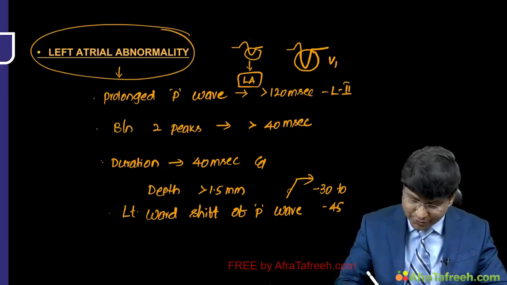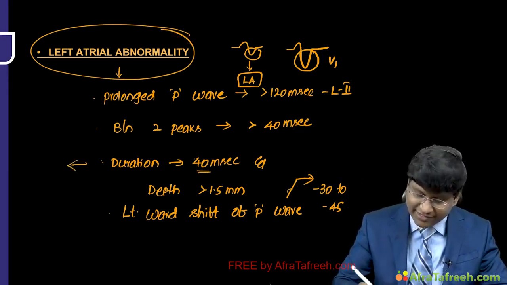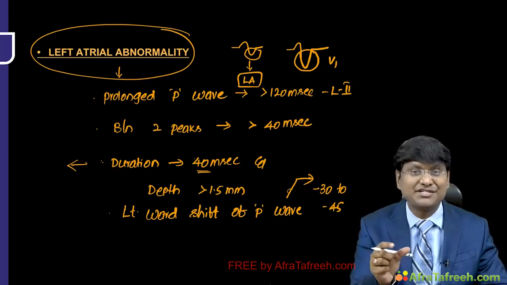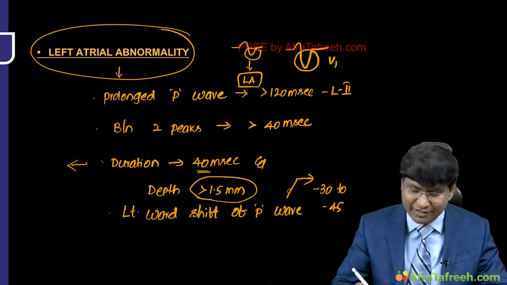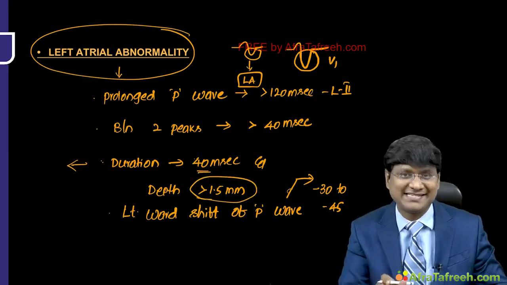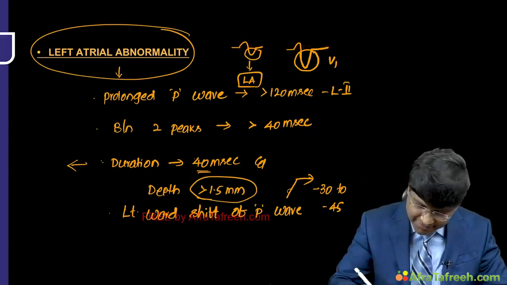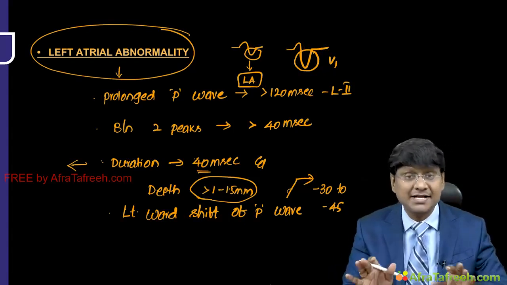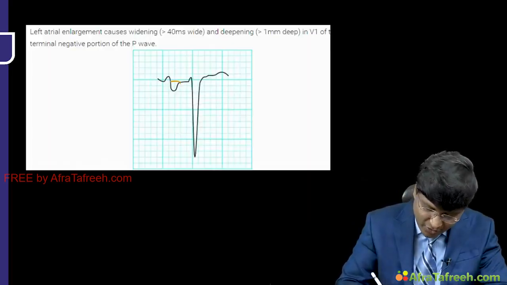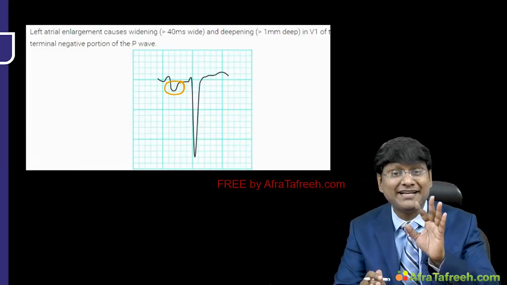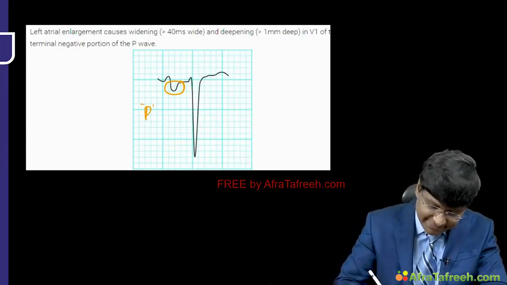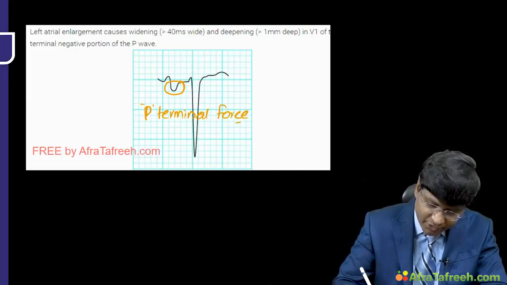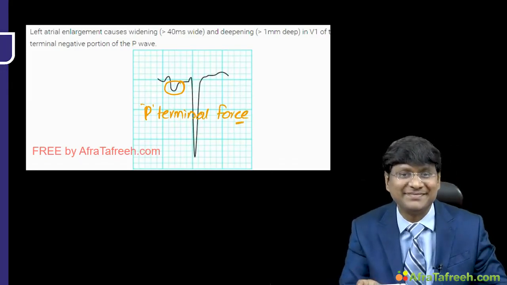Now let me also tell you about this second half of the P wave in lead V1, with the duration being more than 40 milliseconds and the depth being more than 1.5 mm. What do we call this? Let me make a small correction here: it will be around more than 1 to 1.5 mm depth to call it left atrial hypertrophy. Now what do we call this? We call this the P terminal force. P terminal force means the negative component of the P wave is deep as well as wide.